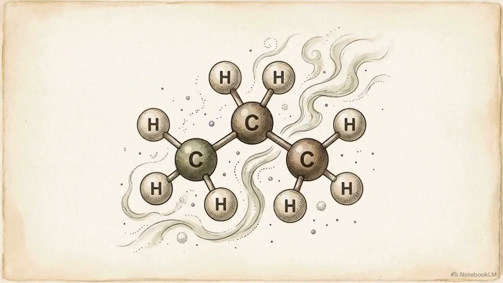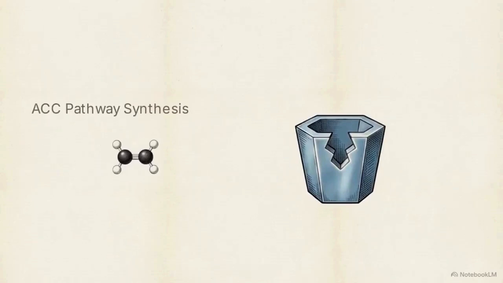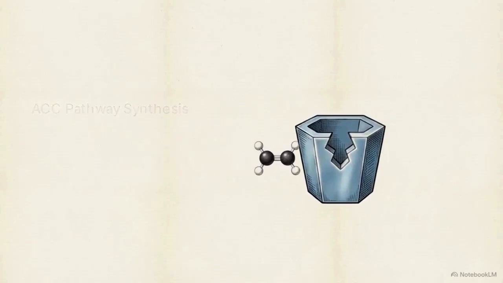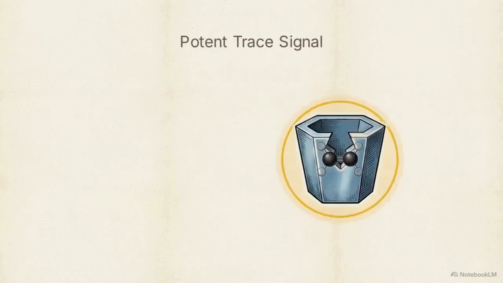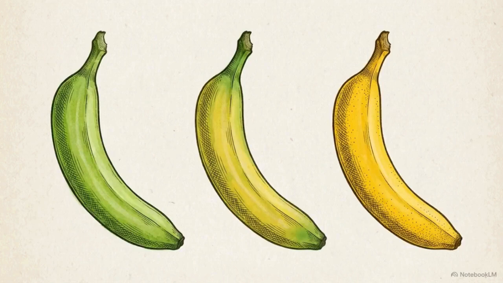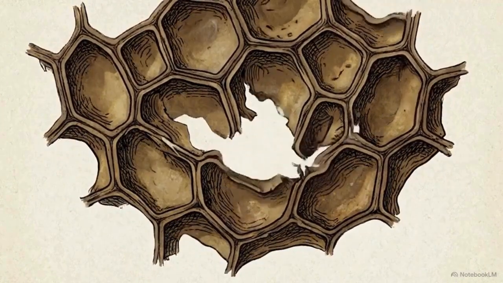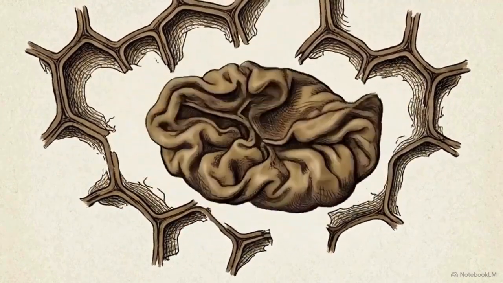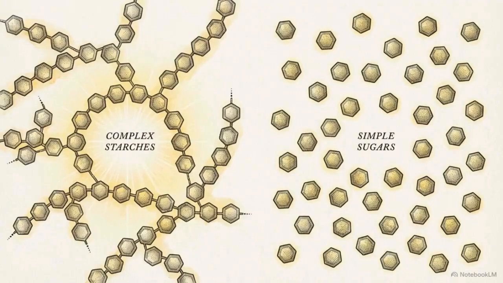The specific biochemical trigger responsible for this climacteric spike is ethylene gas. Ethylene is an endogenous signaling hormone, synthesized internally via the ACC pathway when the fruit reaches maturity. It operates at potent trace concentrations of less than 0.1 microliters per liter. Once released, this hormone causes the rapid degradation of chlorophyll, stripping the green pigment from the skin. Structurally, it dissolves the rigid pectin in the cell walls, causing the fruit's tissue to soften and sag. Metabolically, it forces the rapid conversion of starches into simple sugars.